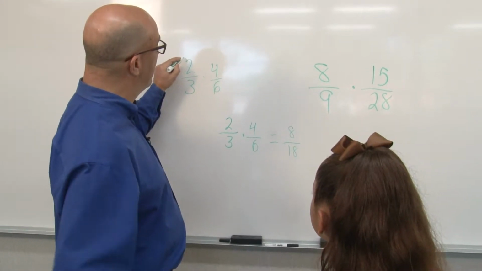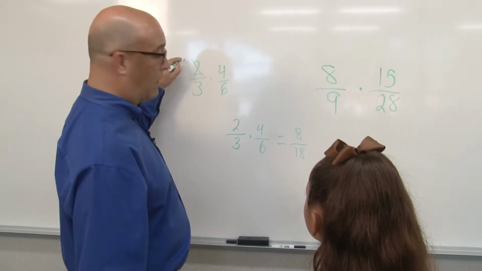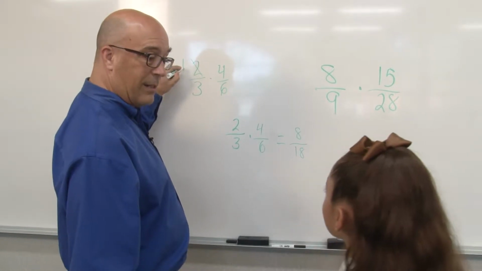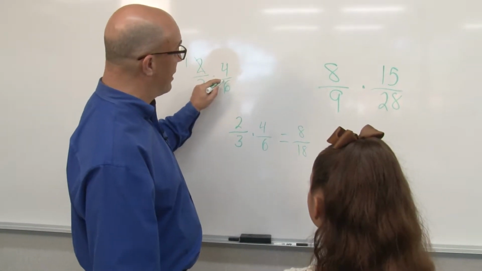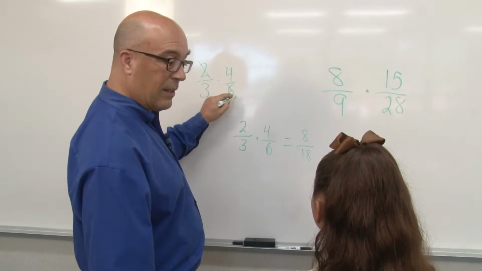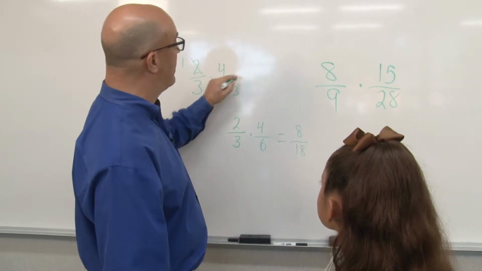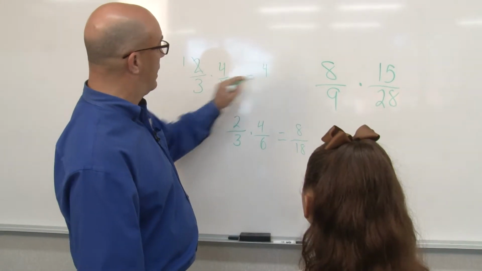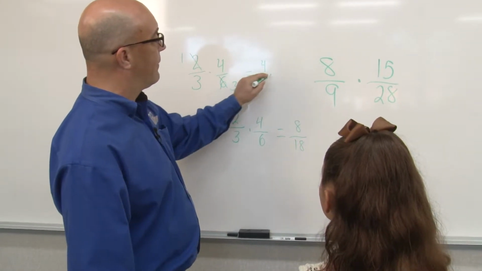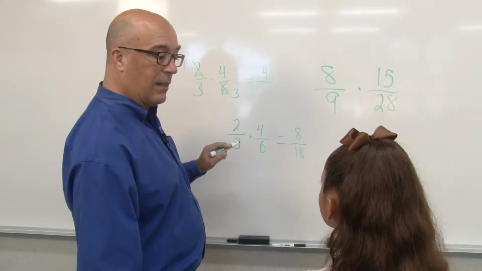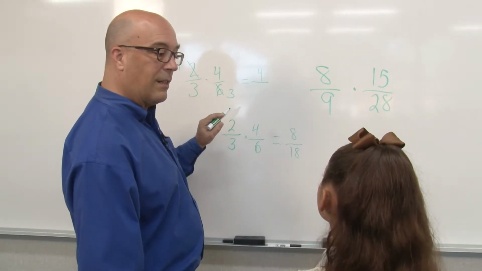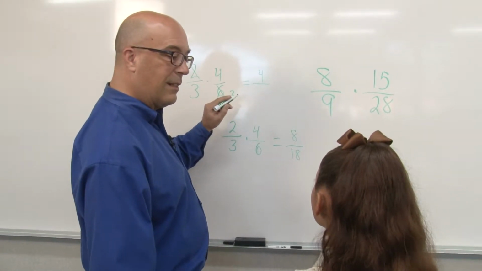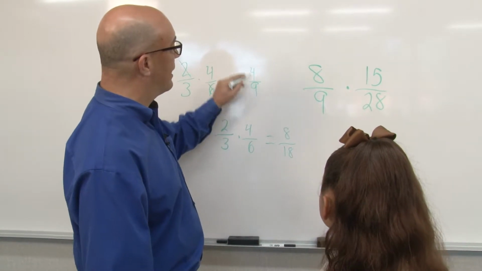So 2 goes into 2 how many times? One time, right? And 2 goes into 6 how many times? 3. 3 times. So now we multiply straight across. 1 times 4 is? 4. And 3 times 3 is? 9. 9. Okay, so that came out to be 4/9.